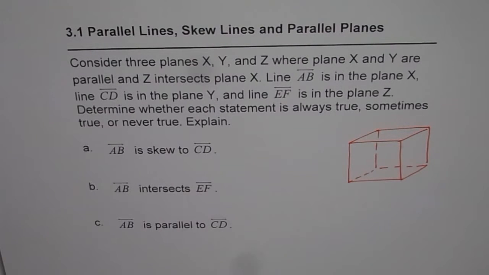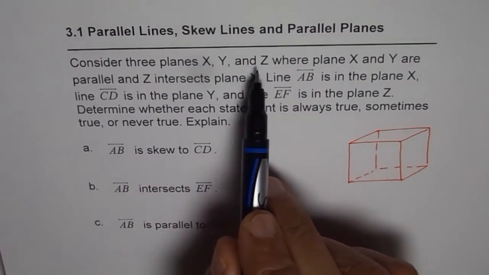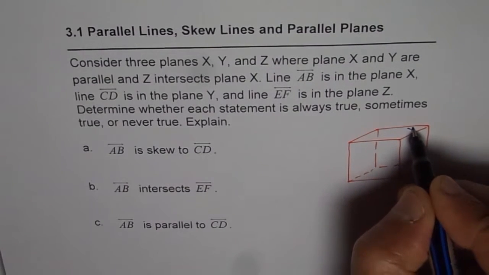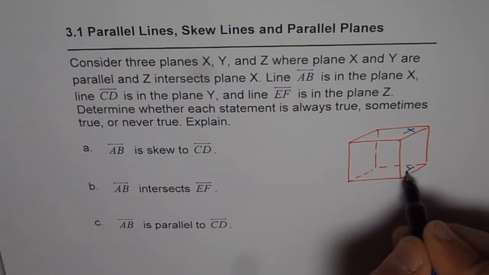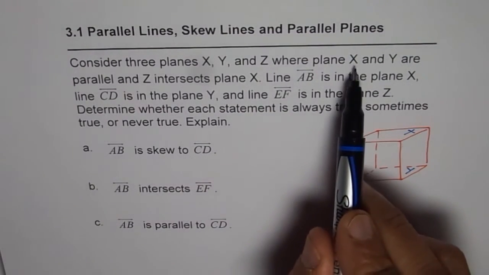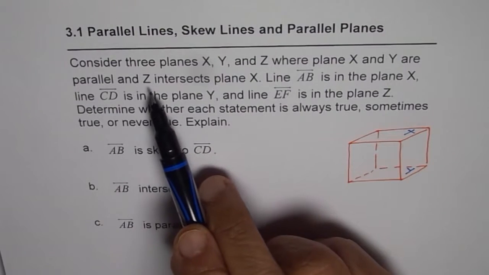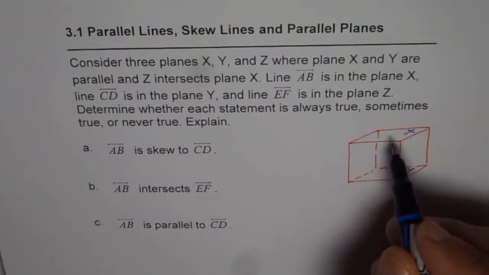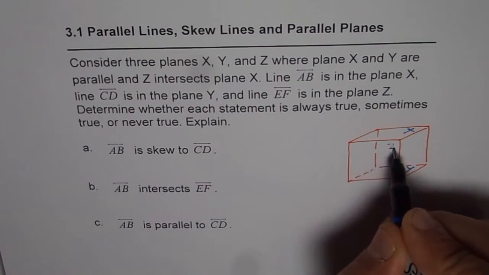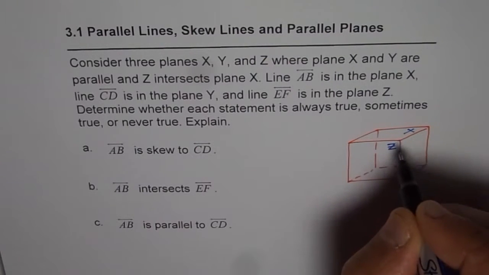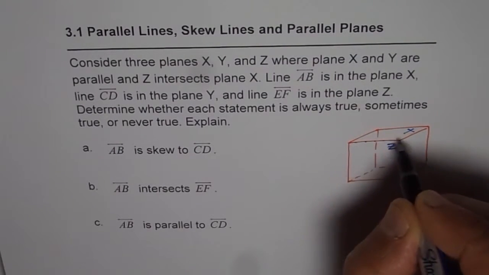Now we have three different planes. So let's number these planes. Three planes x, y, and z, where x and y are parallel planes. So let's say this is our x plane and that is the y plane. And z intersects x. So this is x plane, and let us assume that this is z, which intersects x, right? So that is the line of intersection between x and z.